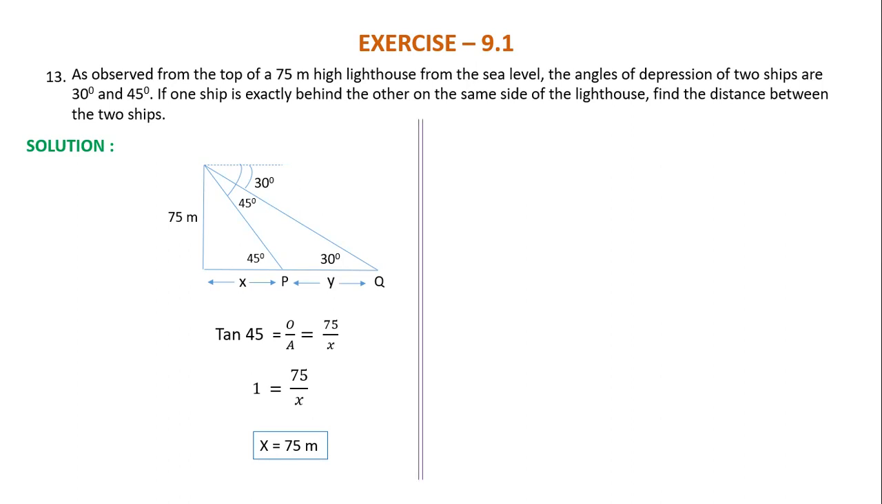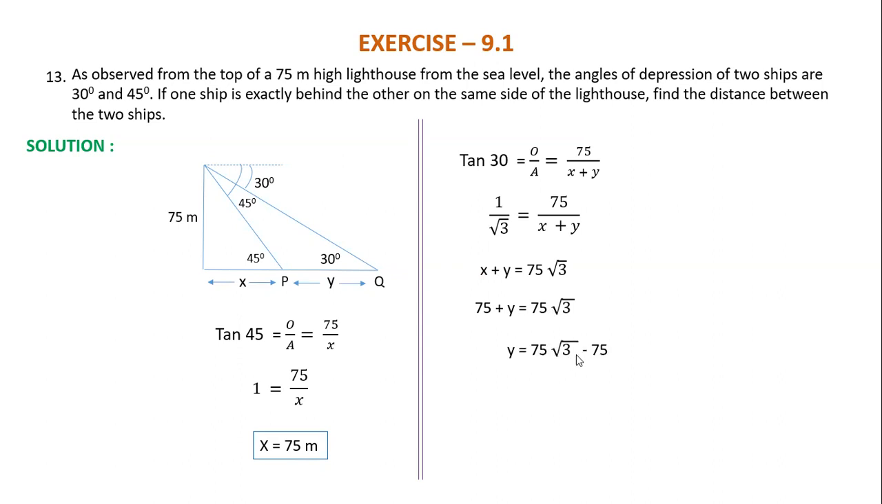Now let's go for the second. Tan 30 is equal to 75 upon x plus y because this is the total distance, not just x. So tan 30 is 1 upon root 3, equal to 75 upon x plus y. Cross multiply. So x plus y is equal to 75 root 3. x is 75, which I have just calculated. Put that value, 75 plus y is equal to 75 root 3. So y is equal to 75 root 3 minus 75. Take out 75, 75 bracket root 3 minus 1.